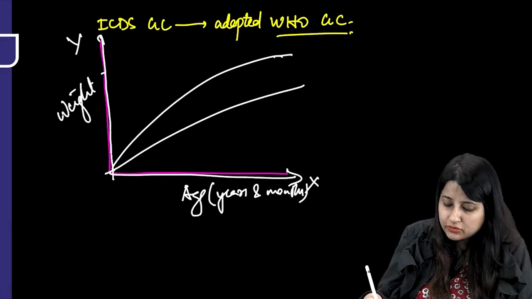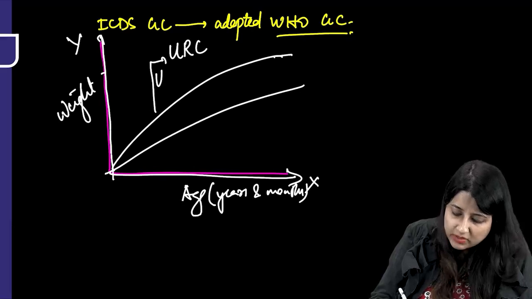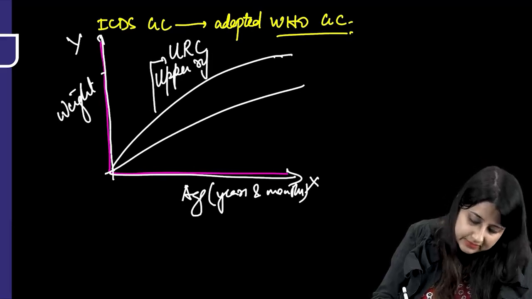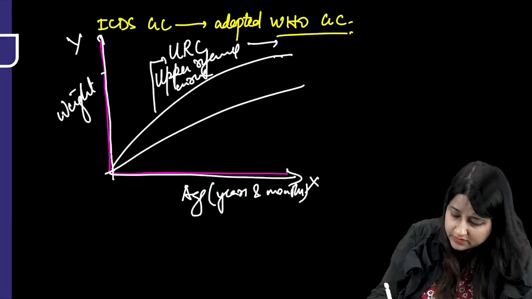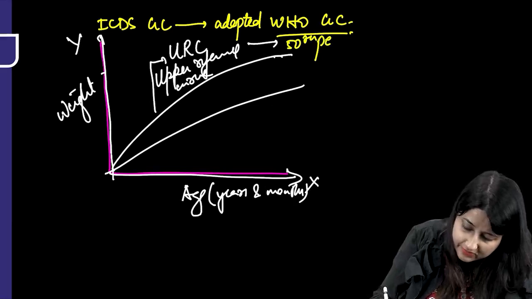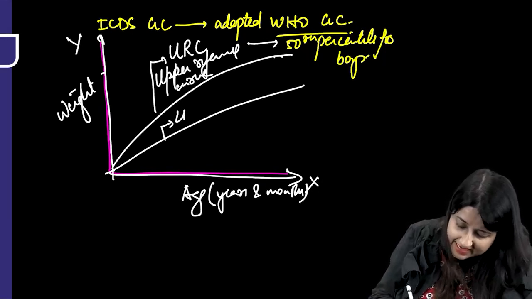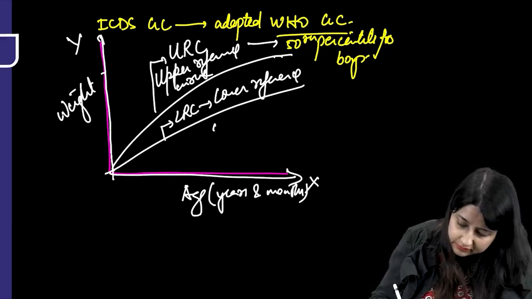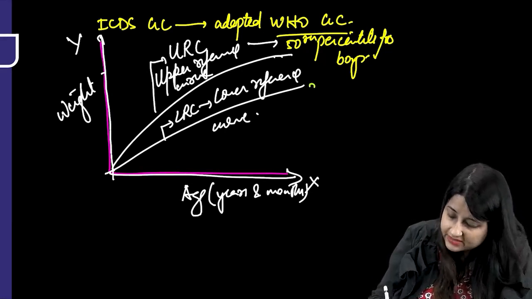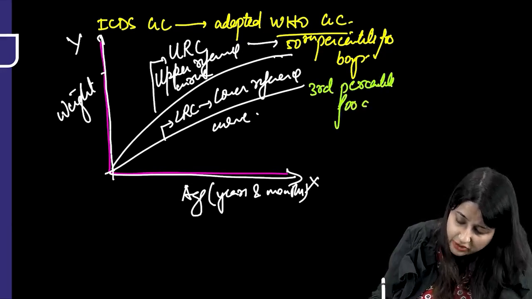So, in this WHO growth chart, it has 2 lines. This is the first line, which we call URC. What is URC? Upper reference curve. Okay, this corresponds to what? 50th percentile for boys, and this is the LRC. What is LRC? Lower reference curve. What does this correspond to? Always corresponds to 3rd percentile for girls.